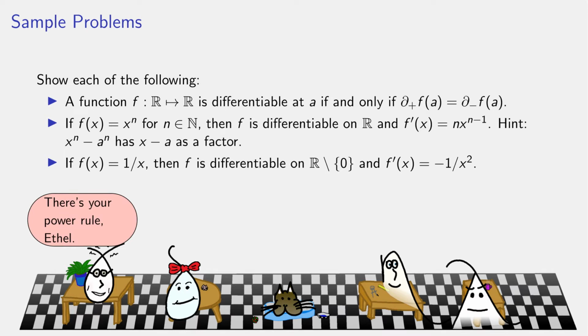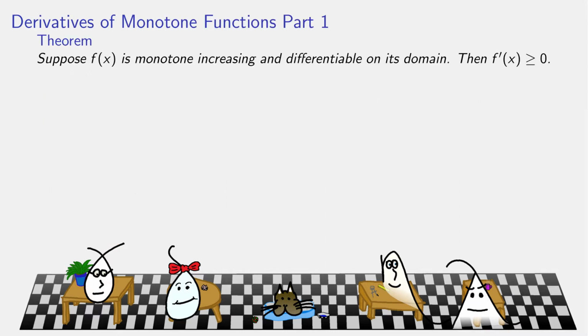And we have now proved the power rule specifically when the power is a natural number. Otherwise, we still haven't got our general power rule. So here is a familiar result, and now we're going to prove it. Suppose a function has a derivative and is increasing. Then the derivative is not negative.